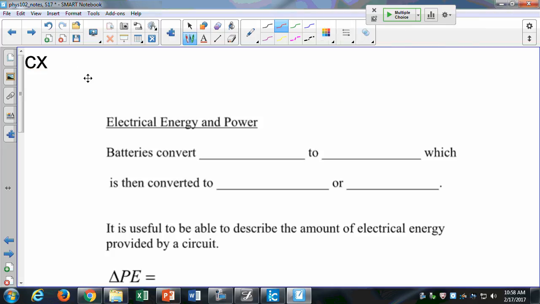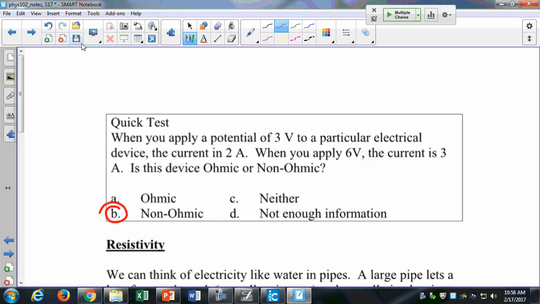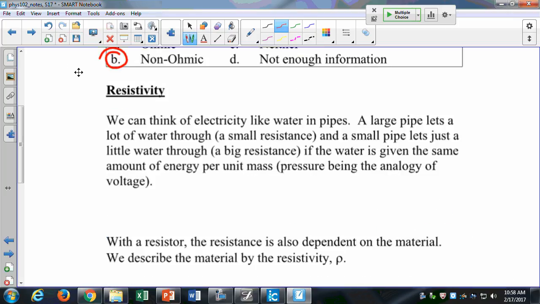All right, let's see. Let's look at resistivity. We can think of electricity sort of like water flowing through pipes. So if you have a really big pipe like this, and you got water flowing through it, it's going to go through there pretty easily, right? However, if I have a tiny little pipe like this, and I have water flowing through it, it's going to be harder to push that water through the smaller pipe than it is for the bigger pipe.